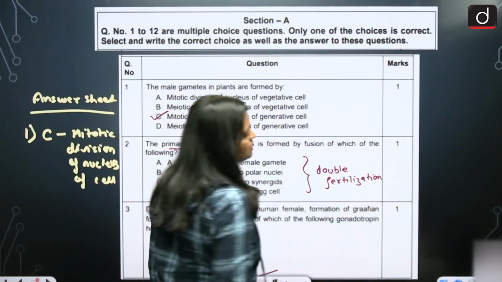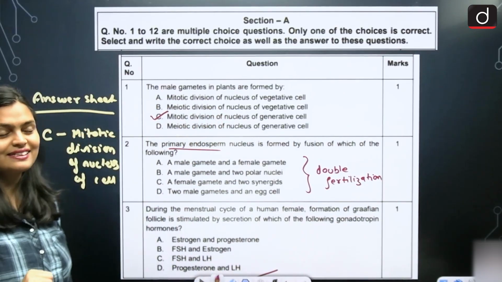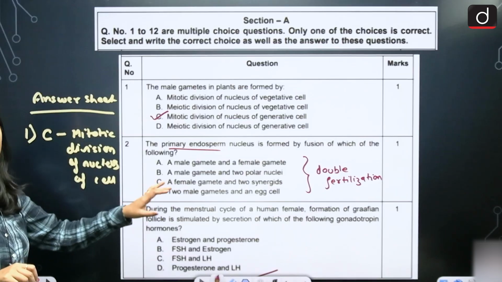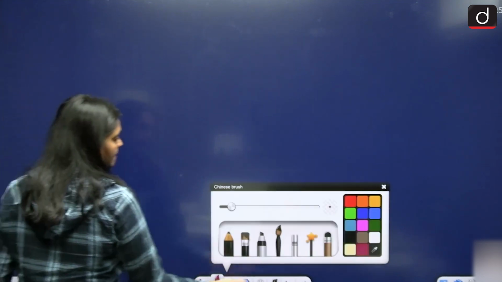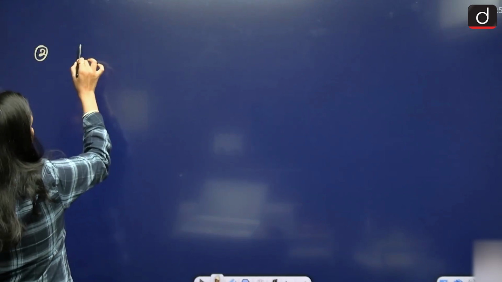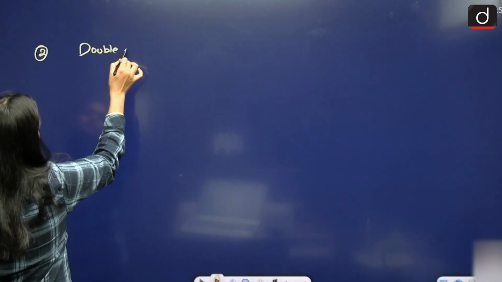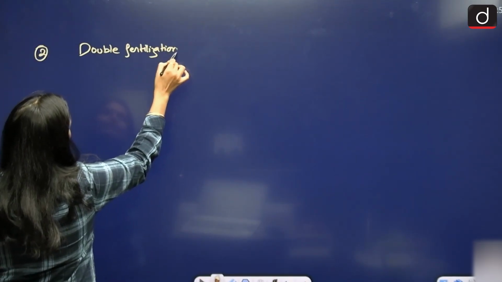Do you know the answer? What will be the correct answer here? See, this is based on the double fertilization. Let me tell you the concept of double fertilization, guys. So, in case of double fertilization, what happened during double fertilization?